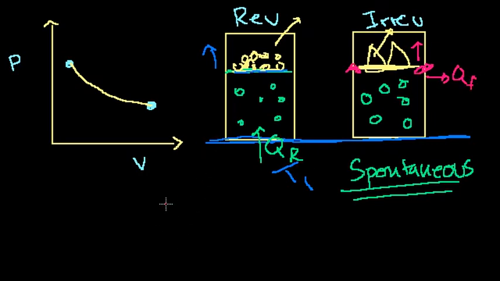So let me ask you a question. If, in this case, Q sub R had to be added to the system to maintain its temperature, what's going to be the Q sub irreversible here? How much has to be added to this system in order to keep it at the constant temperature T1? Will it have to be more or less than what was added to the reversible system?